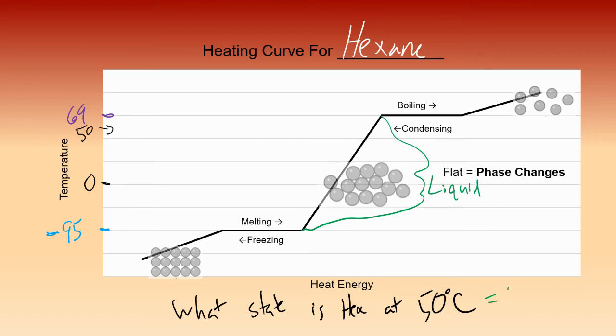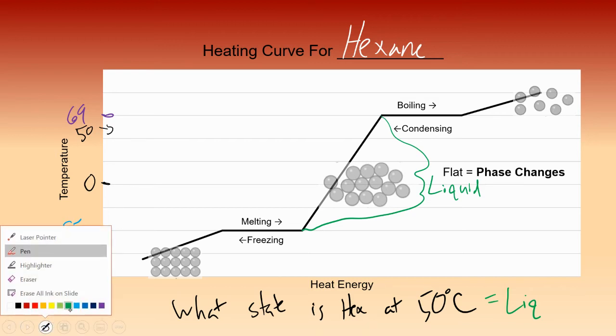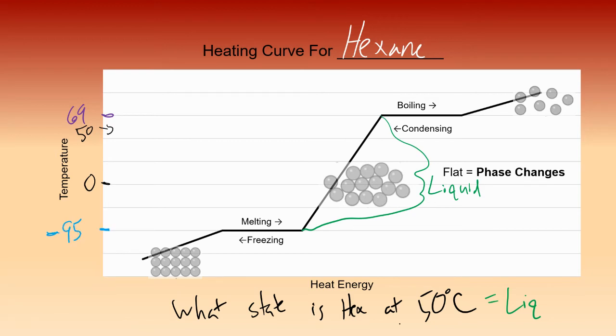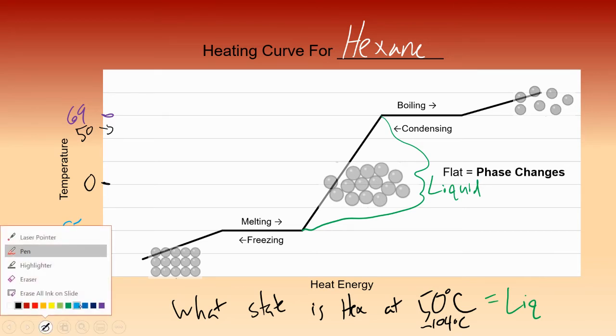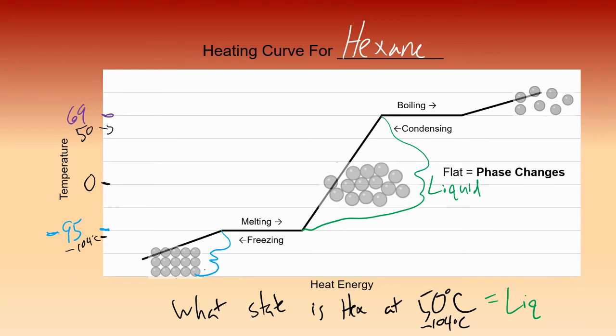So we would say that it is a liquid at 50 degrees. If the same question is asked, only in this case we asked what is hexane at minus 104 degrees Celsius. Minus 104 degrees Celsius is actually going to be a little bit lower than minus 95, right? Minus 104, it will be down there. That's going to fall into that solid region of this graph. So in that case, hexane would be a solid.